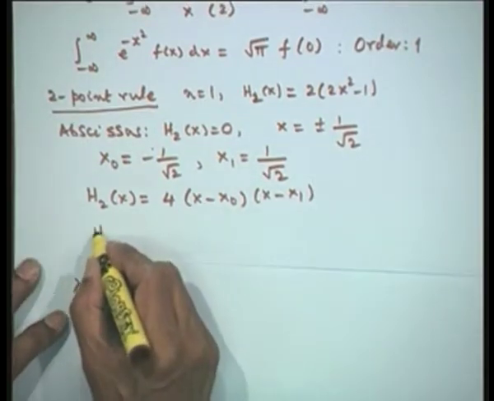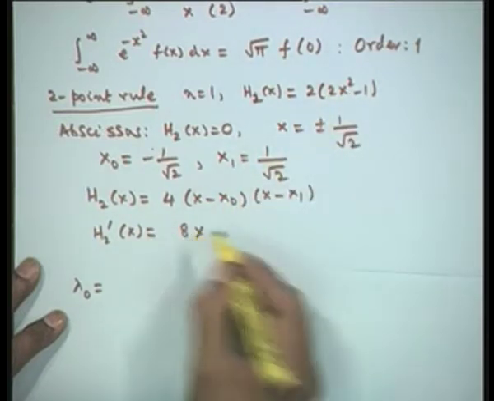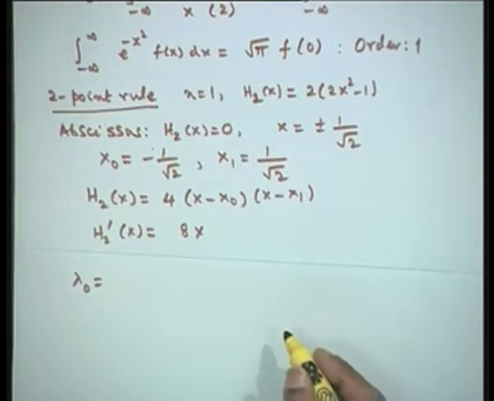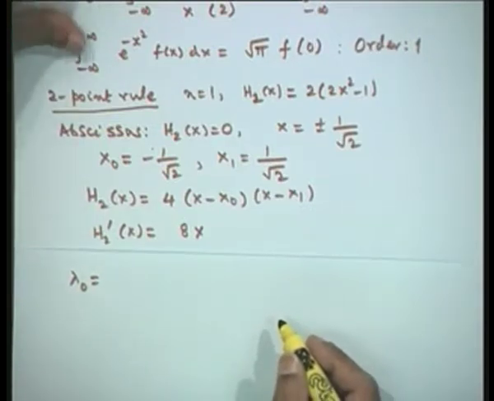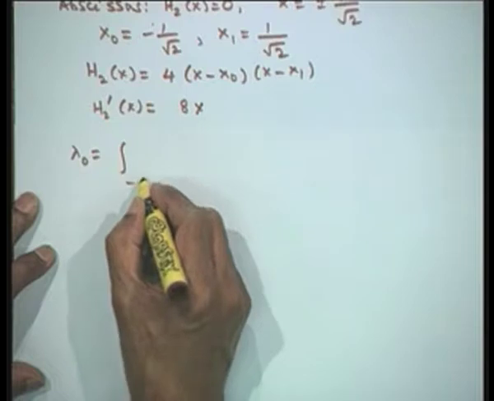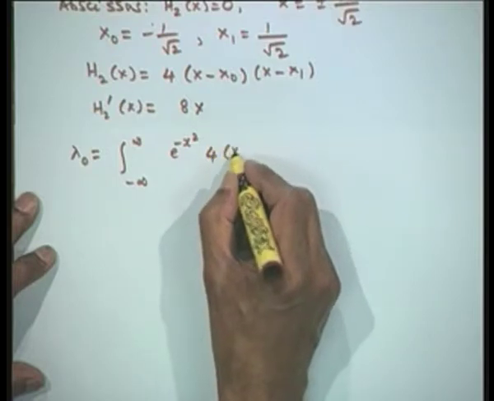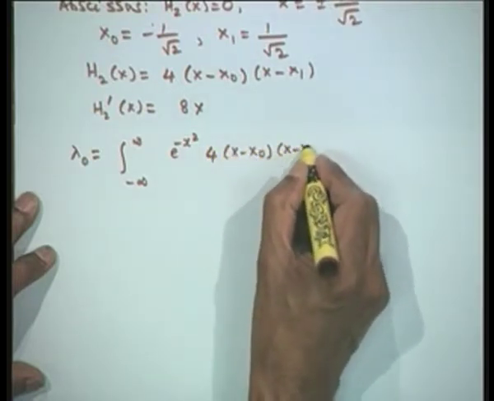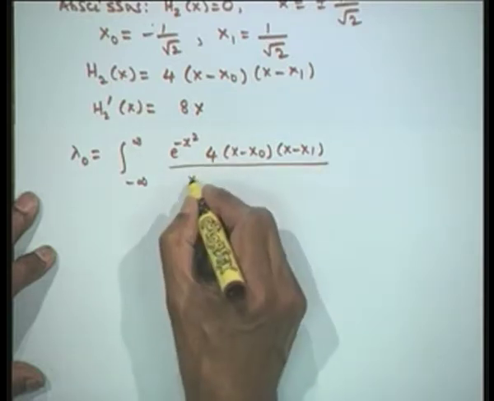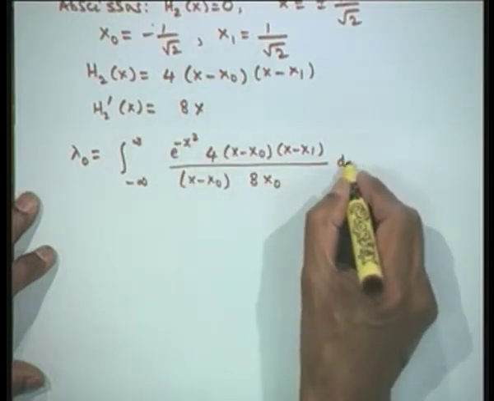Now, let us write down our weights. We also need our derivative. h2 prime of x is equal to 8 times x. So, let us write down lambda naught, that is integral from minus infinity to infinity of exponential of minus x squared into h2(x), which is x minus x naught, x minus x 1, divided by x minus x naught, and the derivative is 8x, therefore 8 x naught.